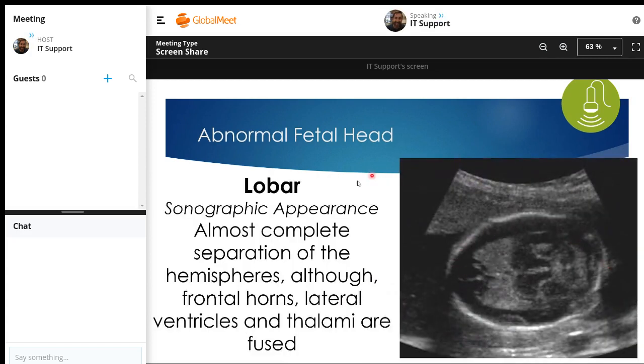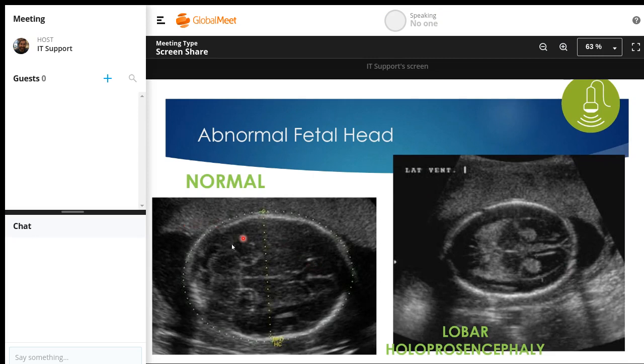So lobar, almost complete separation of the hemispheres, although the frontal horns, lateral ventricles, and thalami are fused. You can see this head obviously looks abnormal. We've got fluid around the outside, but we still can see a little bit of the separation of the hemispheres here by the falx. And this is very clearly the thalami. And this looks like it's part of the cerebellum back here. So still recognizable a bit, but obviously still abnormal. We have our nice normal transverse head here, and then we have lobar holoprosencephaly over here.